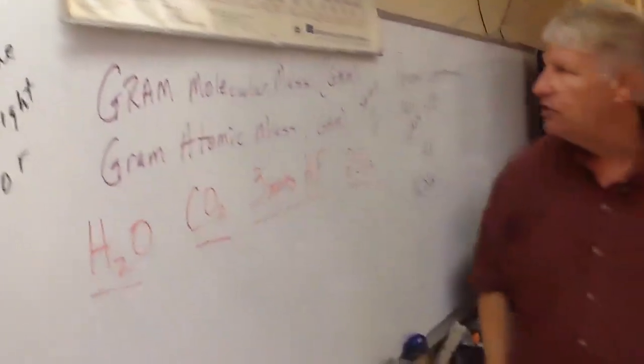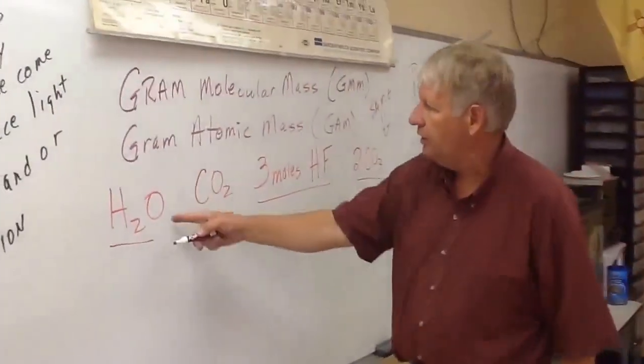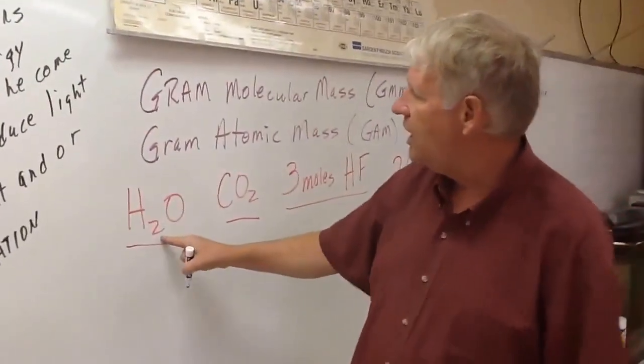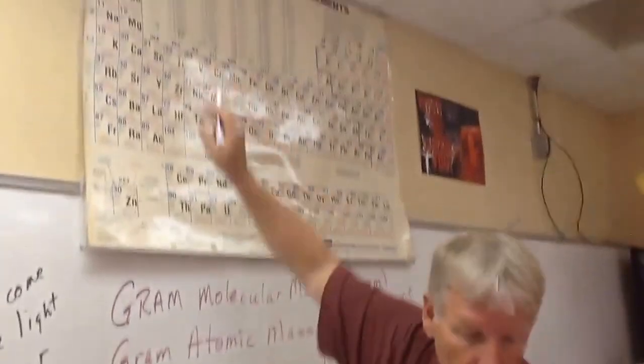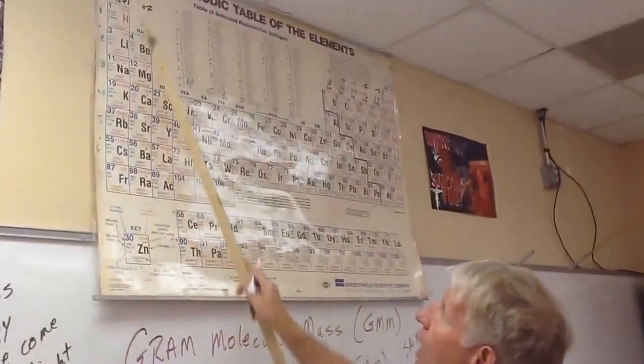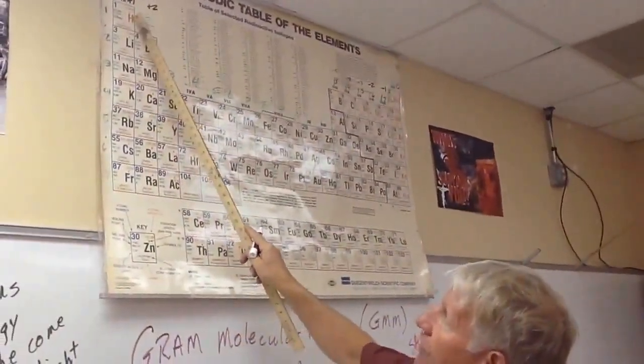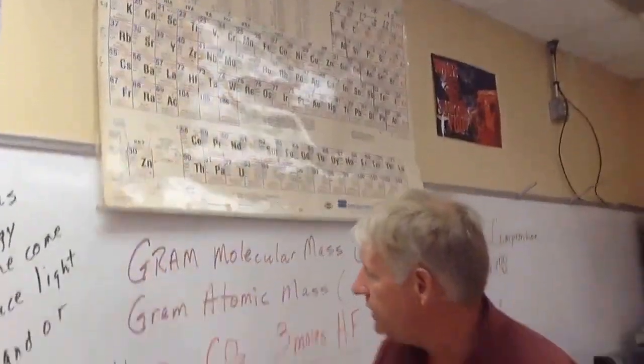So let's calculate the gram molecular mass for water. Okay. So once again, we look at the subscript, we see that we have 2 hydrogens. So once again, the gram molecular mass for hydrogen is 1.0079. So we're going to round that off to 1. Okay.